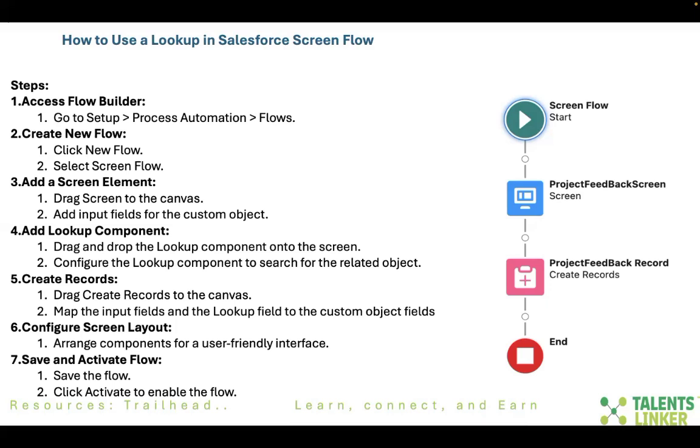Step 3, add a screen element. Drag that screen element to the canvas, because the flow builder has a canvas where you can drag different elements, resources, variables, and all the rest. Then add the input fields for the customer object. Number 4, add lookup components. That means you're going to drag and drop the lookup component into the screen.